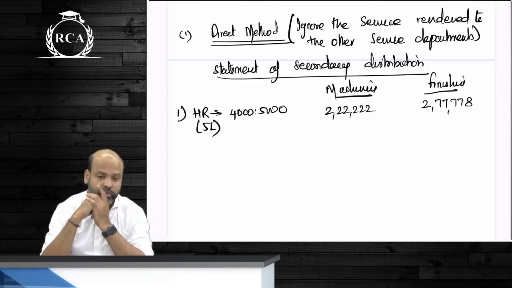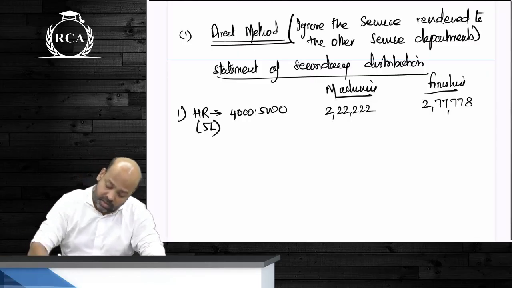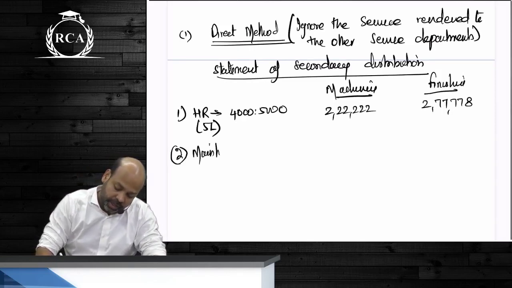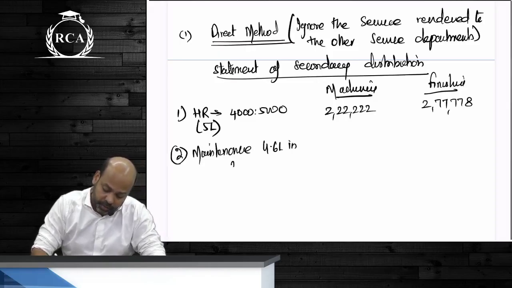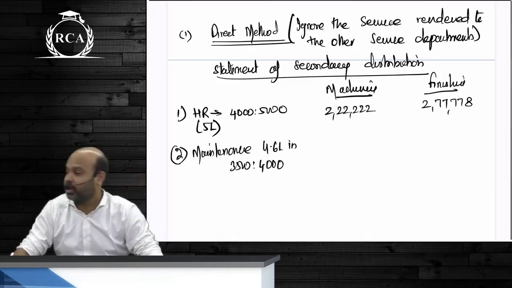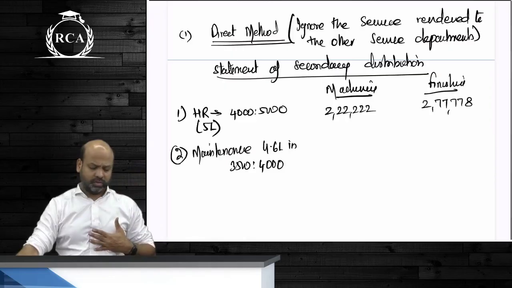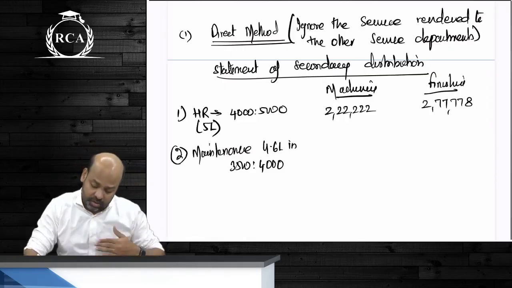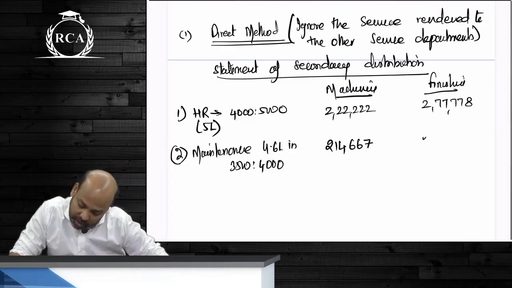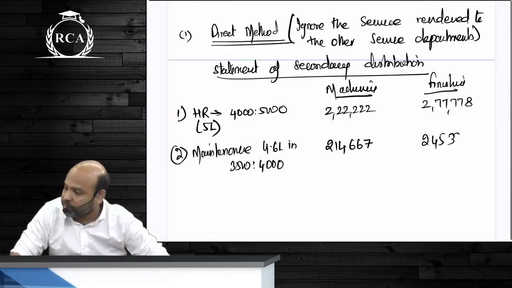Then maintenance next again. Maintenance's 4,60,000 will be reapportioned in what ratio? 3,500 is to 4,000, 35 is to 40, which gives 2,14,667. So the balance is 2,45,333.